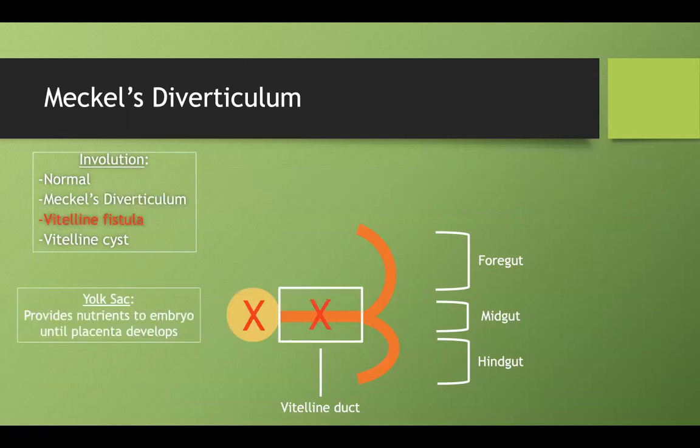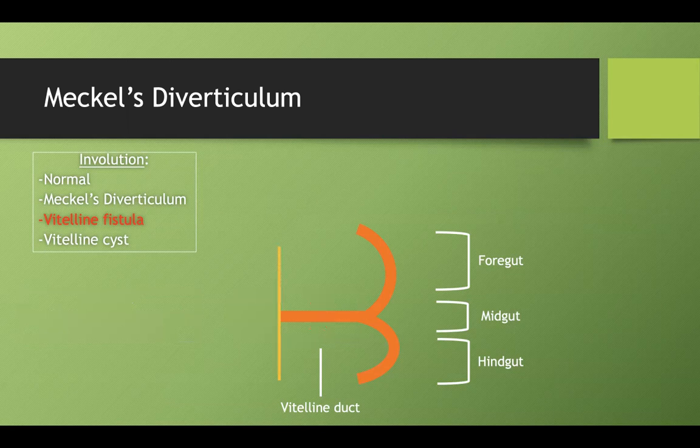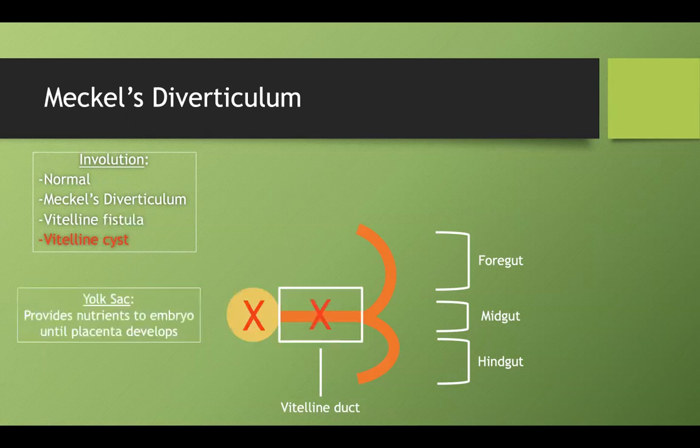Some other things that they rarely test on, you can get something called a vitelline fistula, which is where barely anything involutes and it actually connects with your anterior abdominal wall. And because it's directly connected to your GI tract, you can actually have meconium or poop coming out of your belly button through this. So if you ever see that, consider a vitelline fistula.